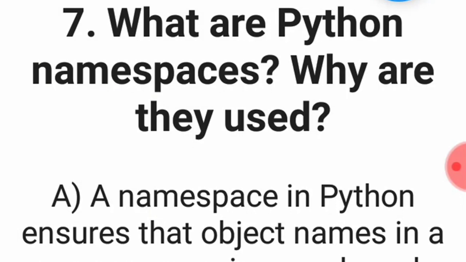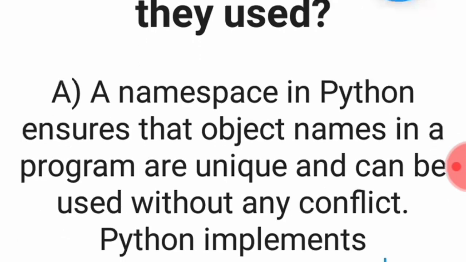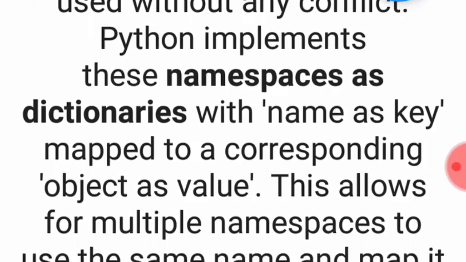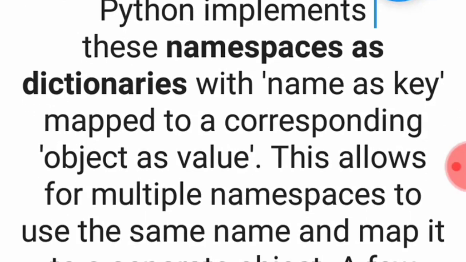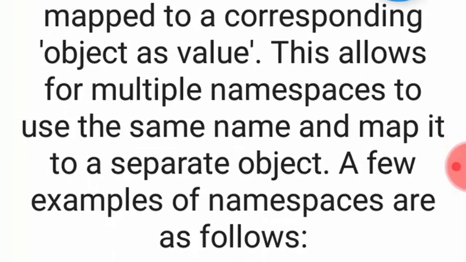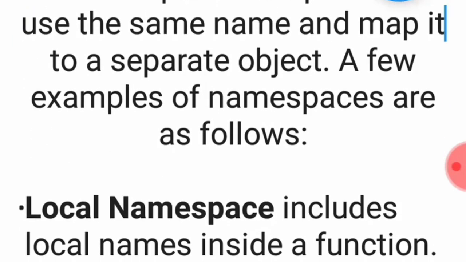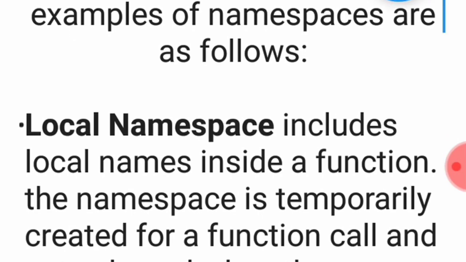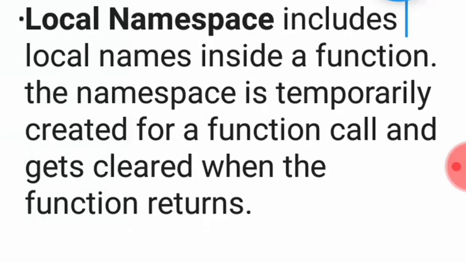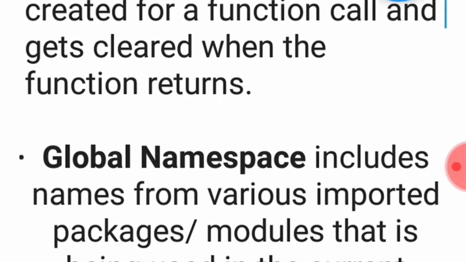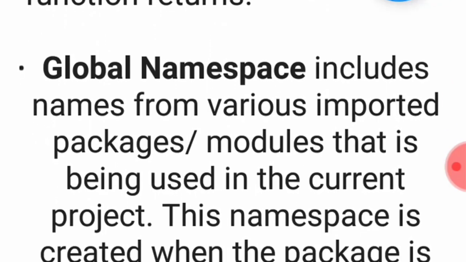7. What are Python namespaces? Why are they used? A namespace in Python ensures that object names in a program are unique and can be used without any conflict. Python implements these namespaces as dictionaries with name as key, mapped to a corresponding object as value. This allows for multiple namespaces to use the same name and map it to a separate object. A few examples of namespaces are as follows. Local namespace includes local names inside a function. The namespace is temporarily created for a function call and gets cleared when the function returns.